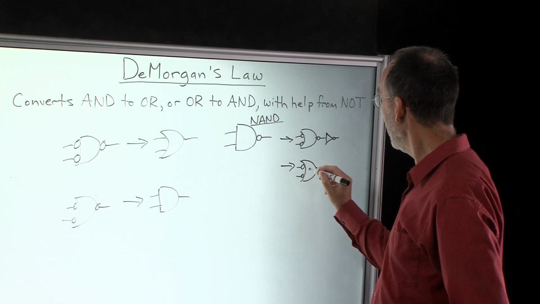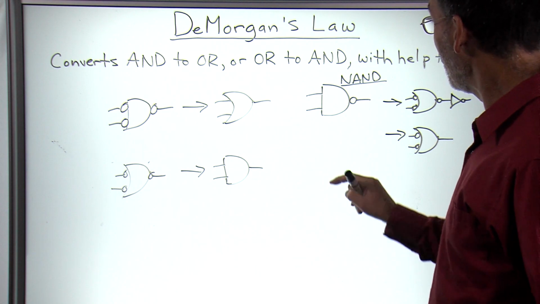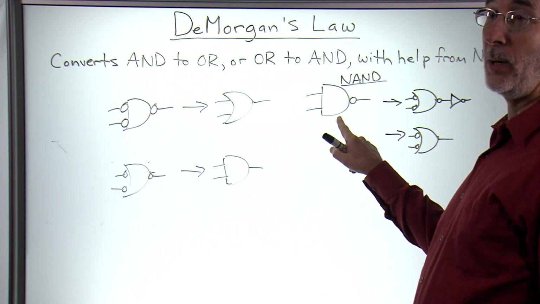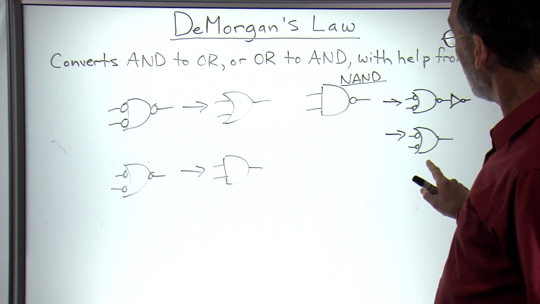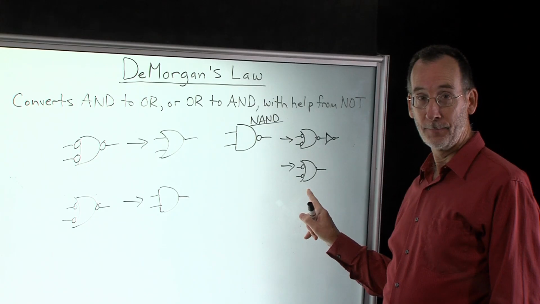So we can just throw these away, and what we get instead is an OR gate with just the inputs inverted, but not the output. So this is a NAND. This is how we can draw a NAND. But we can also draw a NAND like this, as an OR gate with the inputs inverted.